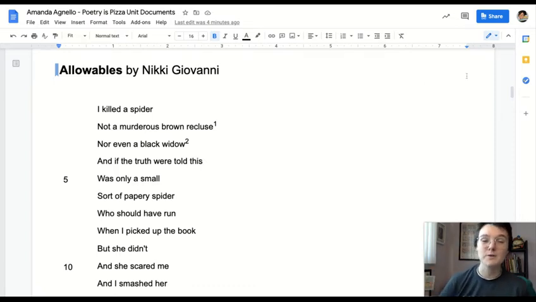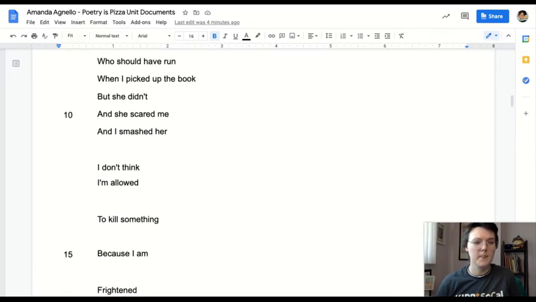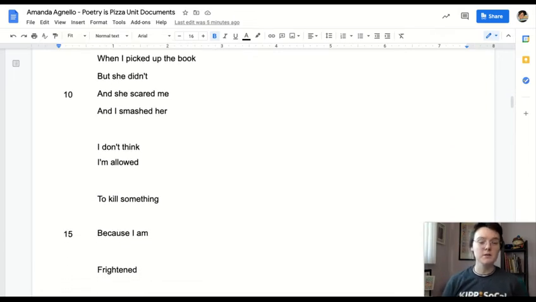So, Allowables by Nikki Giovanni. I killed a spider, not a murderous brown recluse, nor even a black widow. And if the truth were told, this was only a small, sort of papery spider who should have run when I picked up the book, but she didn't, and she scared me, and I smashed her. I don't think I'm allowed to kill something because I am frightened.